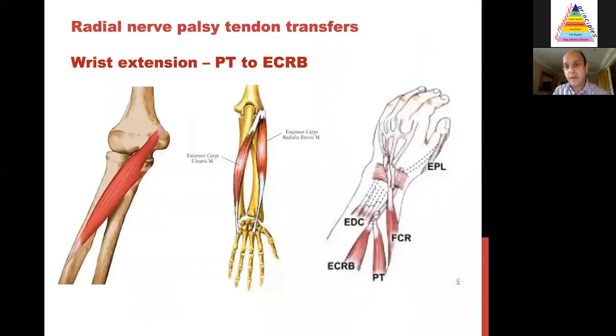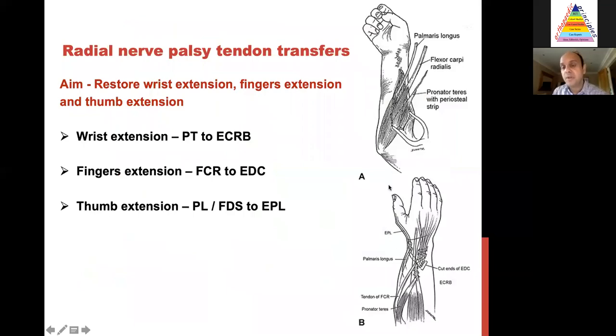So if I take you back to those pictures which we were talking about, you see now this is the volar forearm, that's palmaris longus, FCR, that's pronator teres, and that's the periosteal sleeve, because otherwise with pronator teres we don't have enough length. So all of them have come through this one long incision.